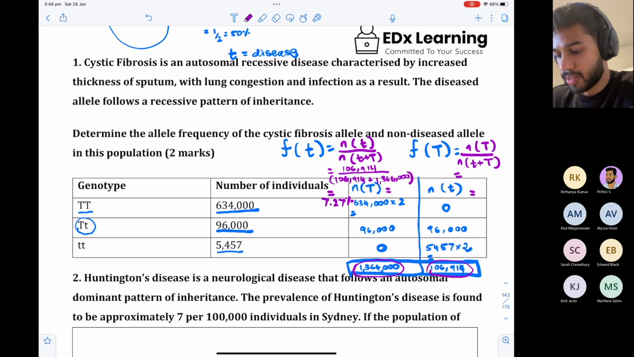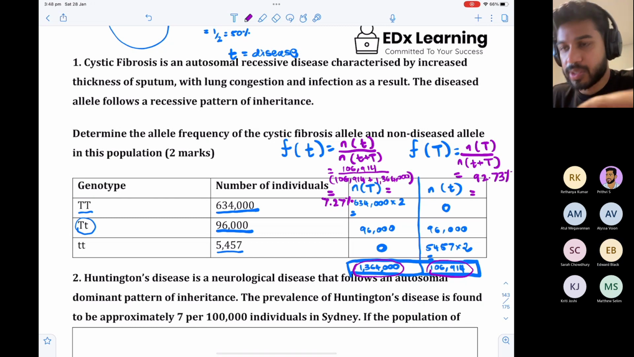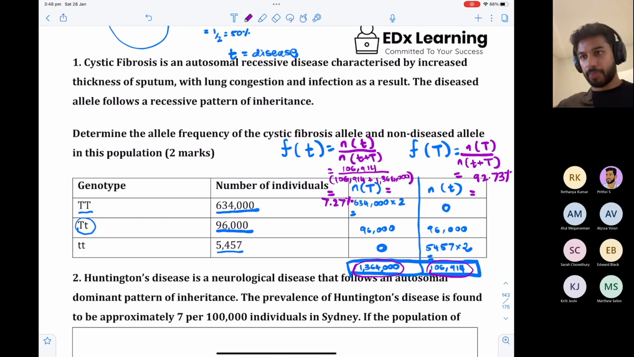Yep, keep going, Ed. What about big T? 92.73%. Yeah. So what this is telling you is in this gene pool, out of all the letters everyone has, 92.73% of those letters are big T's and 7.27% of the letters are little t's, right? Very good. That is allele frequencies.